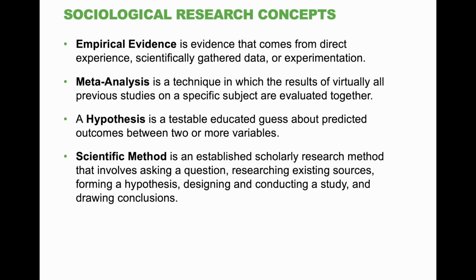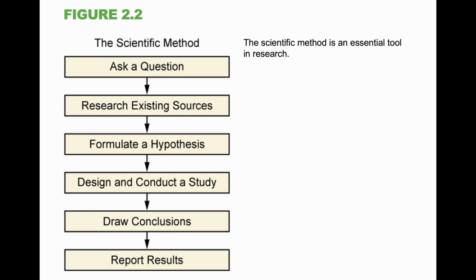A hypothesis is a testable, educated guess about predicted outcomes between two or more variables. Scientific method is an established scholarly research method that involves asking a question, researching existing sources, forming a hypothesis, designing and conducting a study, and drawing conclusions. The scientific method is an essential tool in research. The scientific method includes the following process: ask a question, research existing sources, formulate a hypothesis, design and conduct a study, draw conclusions, and report results.